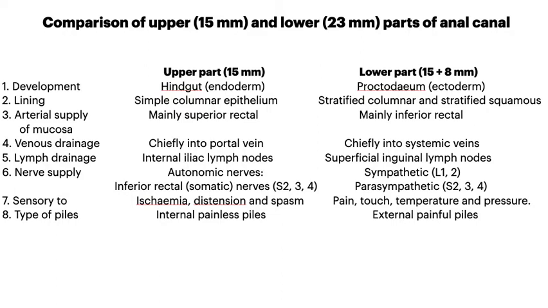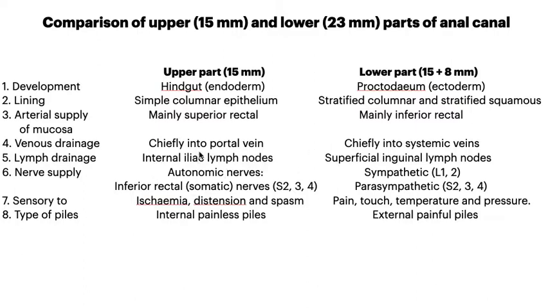Now, just a comparison of the upper and lower parts of the anal canal. Developmentally, the upper part develops from the hindgut or endoderm, the lower part from the proctoderm or ectoderm. Lining epithelium: upper part simple columnar epithelium, lower part stratified columnar and stratified squamous. Arterial supply: upper part basically superior rectal, lower part inferior rectal. Venous drainage: upper part chiefly into the portal vein, lower into the systemic veins. Lymphatic drainage: upper basically into the internal iliac lymph nodes and lower part into the superficial inguinal lymph nodes.